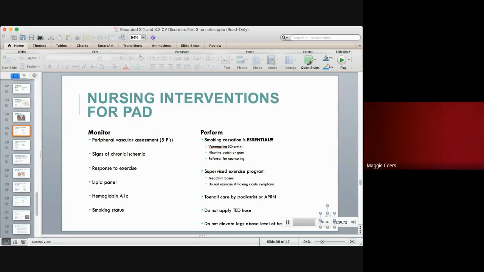We do not apply TED hose, and we do not elevate the legs above the heart level. The key here is we want to maintain as much blood flow as possible, so to have gravity helping us with blood flow is good. TED hose can cut off circulation. They're good to help with heart failure, to decrease that congestion of extra fluids in the legs. But when somebody has peripheral artery disease, they can cut off blood flow even more. So we avoid their use.